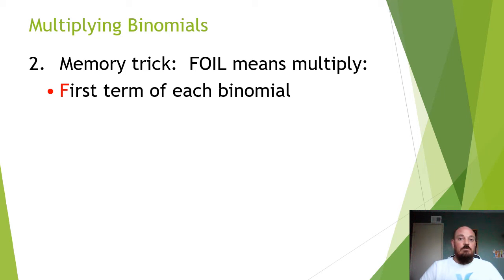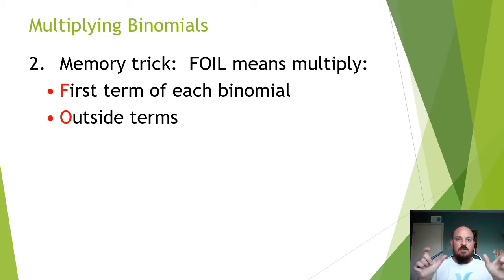Well, the word FOIL actually is an acronym. Each letter stands for something. So the F stands for first. And that means the first thing you do is you multiply the first term of each binomial. Then the O stands for outside terms. That means if instead of thinking of it as two separate binomials, you think of it as 4 terms in a row, you're basically taking the first one and last one, the ones on the outside.